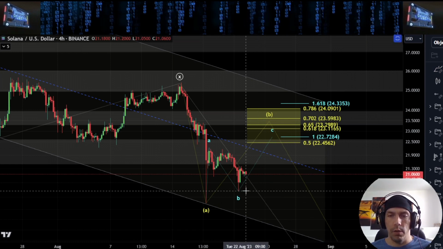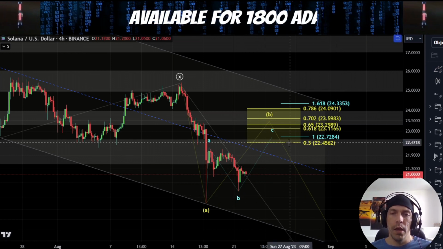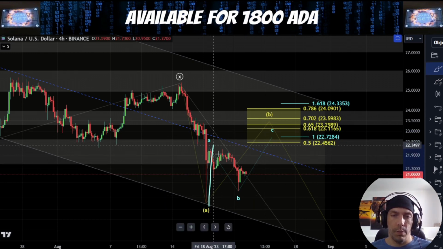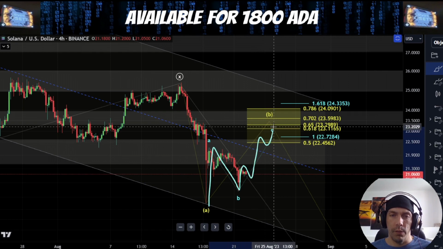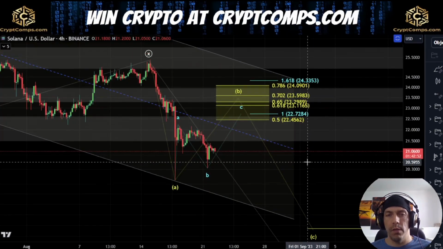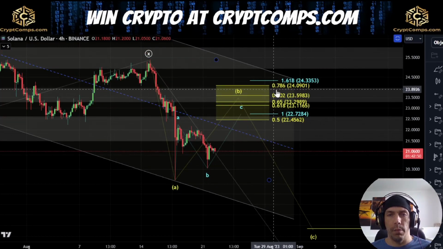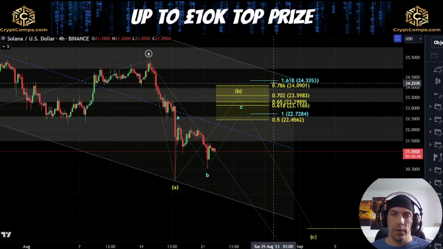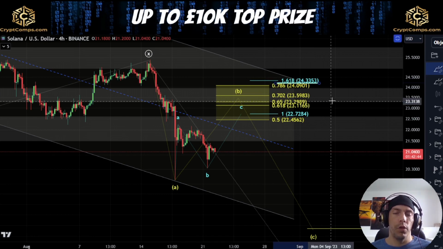Now, given the current low that we have here at this 20.35, the 1-to-1 would actually be here at this 22.72. So if we see this develop as A, B, 1, 2, 3, 4, 5 as a C wave, we could then look for that possibility of a C wave back to the downside if we fail to break back above this 0.786.